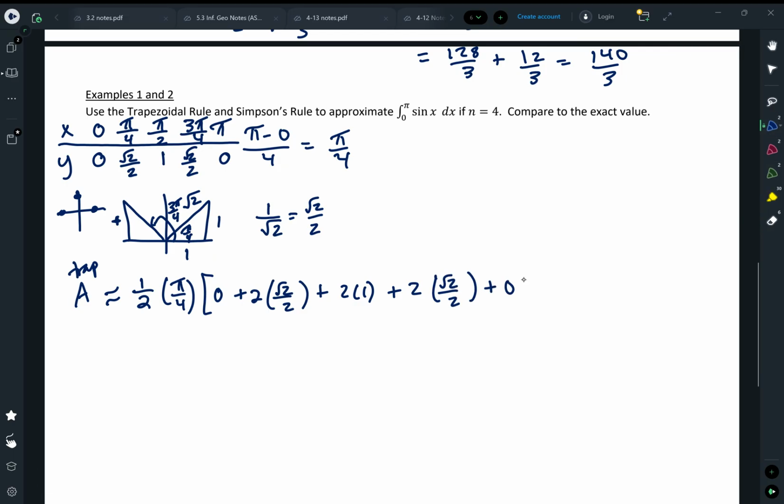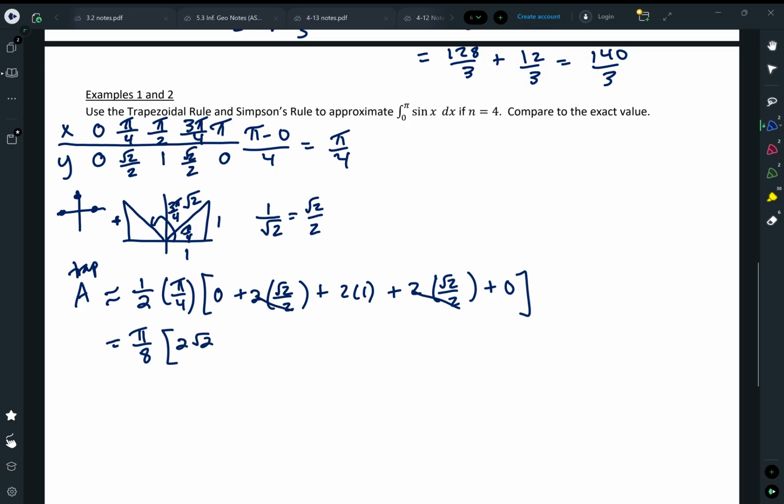And then plus another 0. So even though my beginning and end values are just 0, I still have to count them. Those are the values that I have one of. I'm not just jumping to my next y value or anything. So 1/2 times pi over 4 would be pi over 8. And then inside my brackets, I would have a radical 2 and another radical 2.